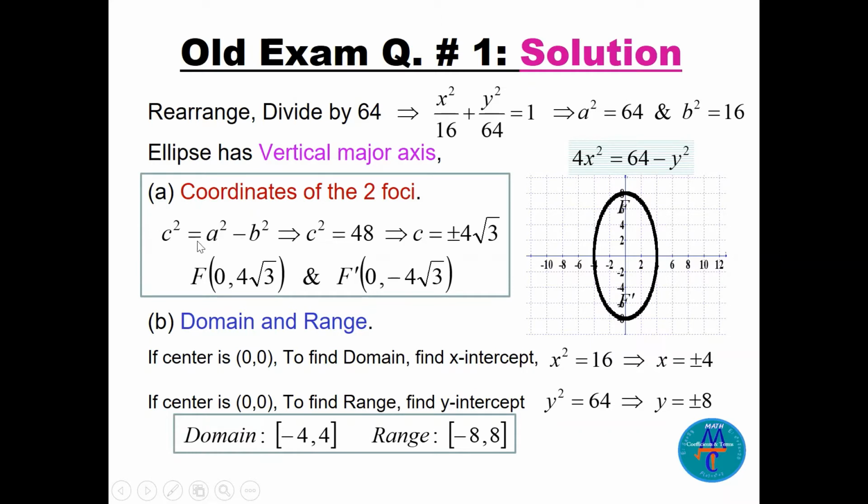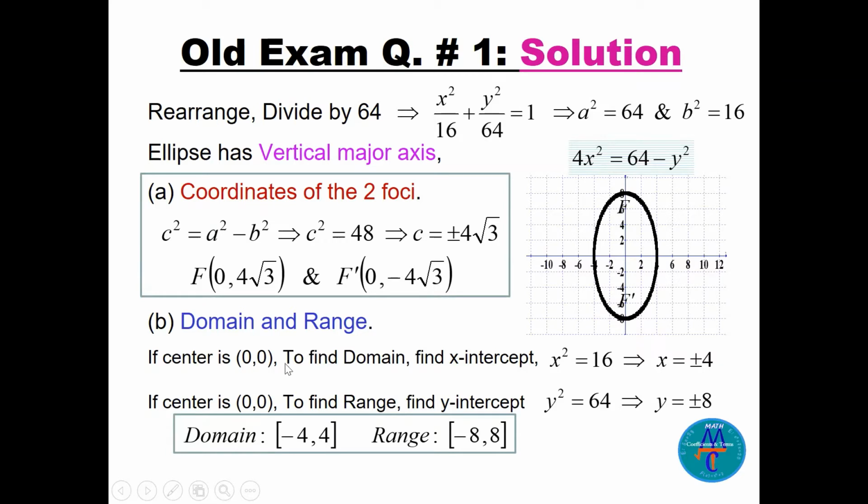For the foci, we can use the formula c squared is equal to a squared minus b squared. So c squared will be 48, c will be plus or minus 4 square root of 3. So they are F and F prime. These are the foci. Now the domain and the range.